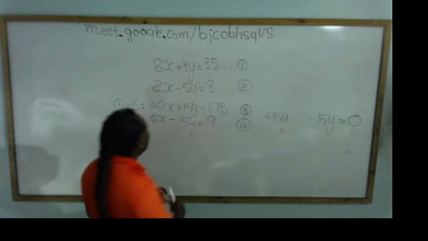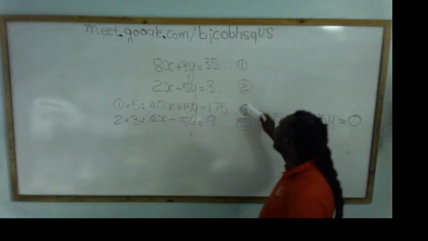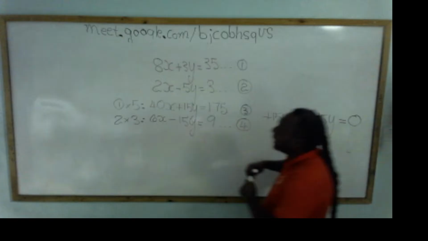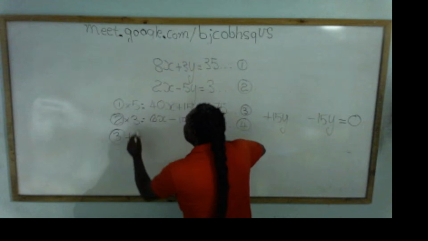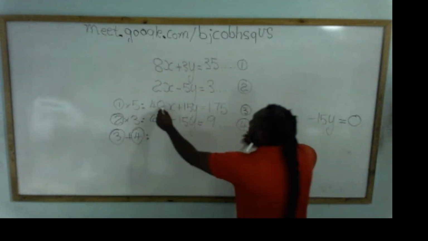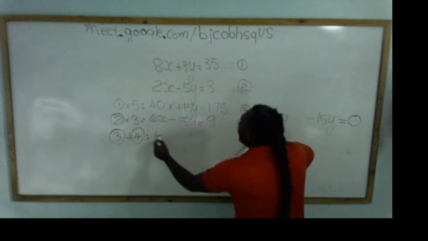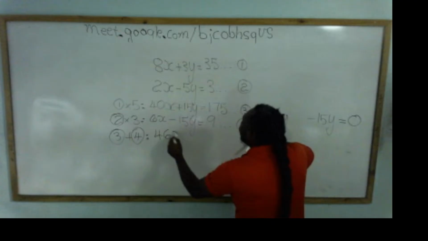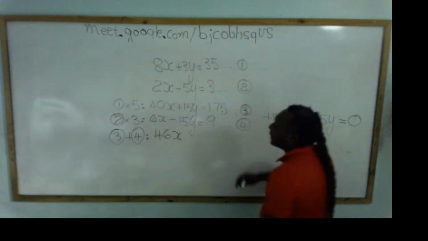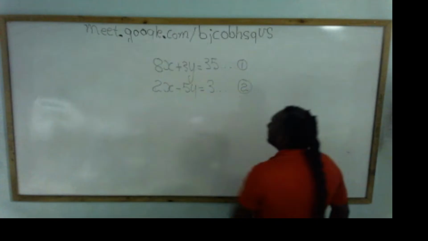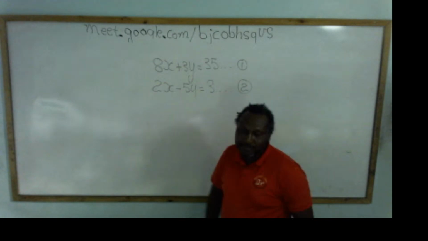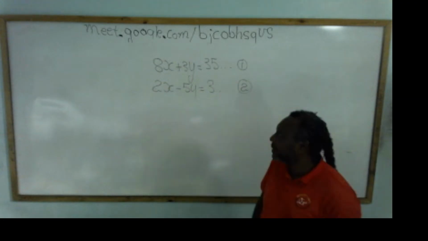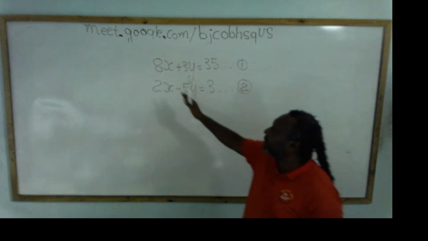So we have equation 3 and equation 4, and we are going to add them. So equation 3 plus equation 4, and what do we have? 40 plus 6, so this is 46x. And of course, because these are additive inverses, equal to 35, and 2x minus 5y is equal to 3. Now we may proceed to eliminate the x's.